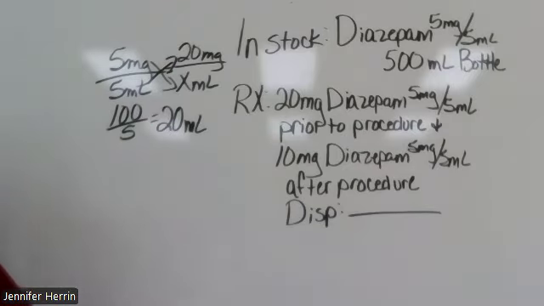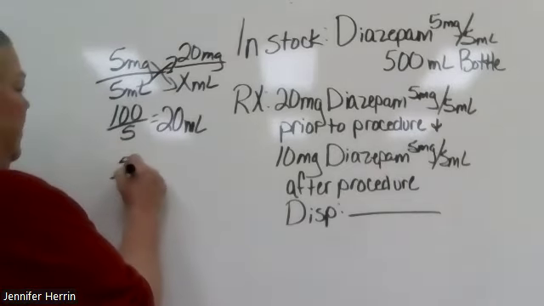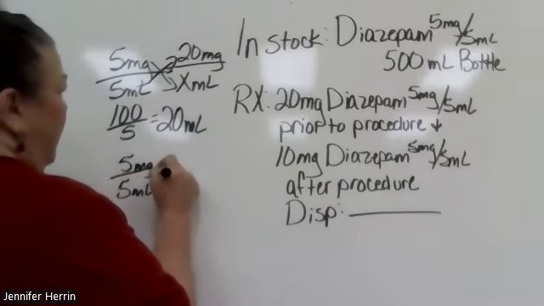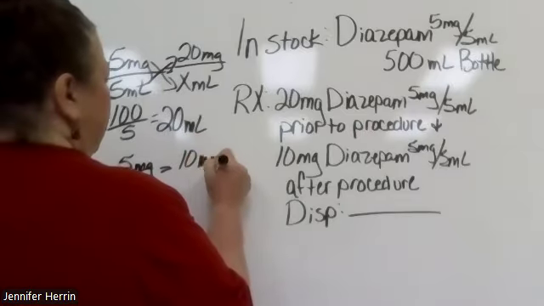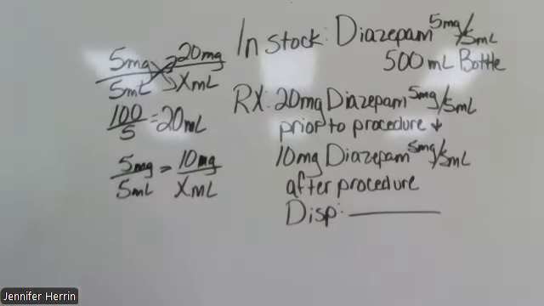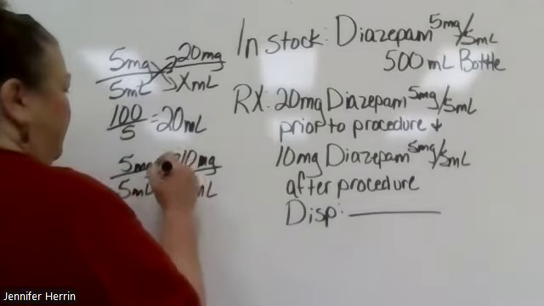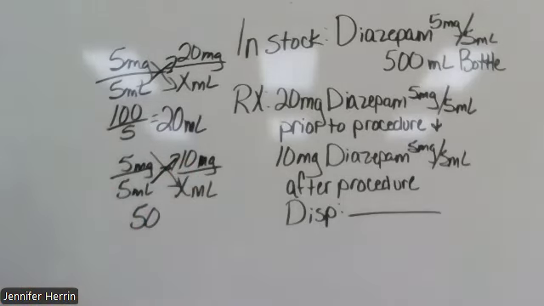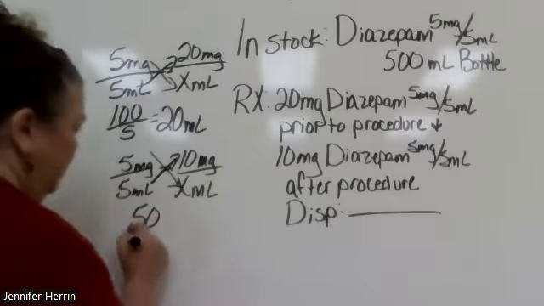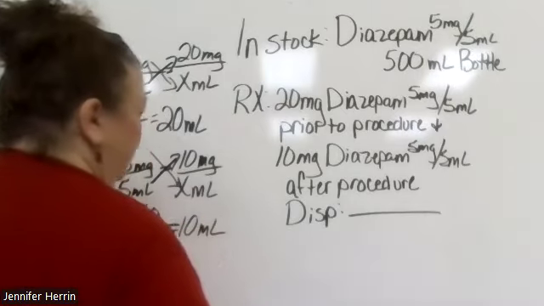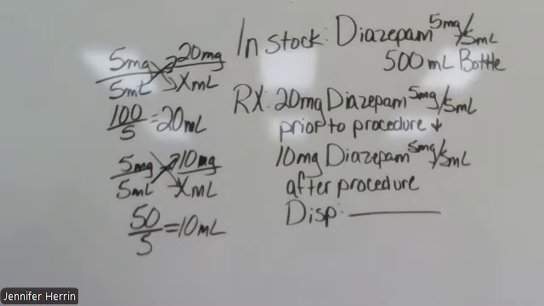part of the order. Now we need a different strength afterward. So again, I'm going to start with what I have in stock, 5 milligrams over the 5 ml. And I'm setting that equal to the 10 milligrams. And I'm looking for that volume. So there's the second equation for this one. And again, we'll cross multiply. 5 times 10, that is 50. When I cross multiply the other direction, I get another 5x. That means that this needs to be divided by 5. 5 goes into 50 10 times. So I need 10 milliliters for that portion of the order.